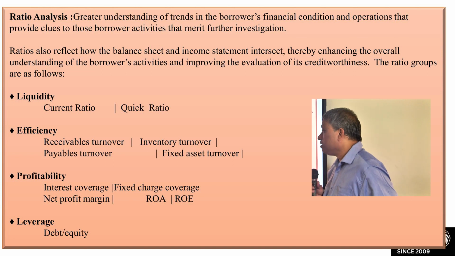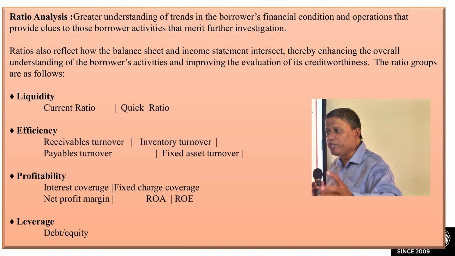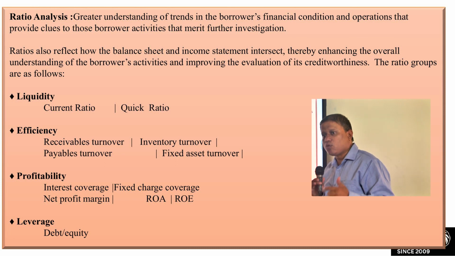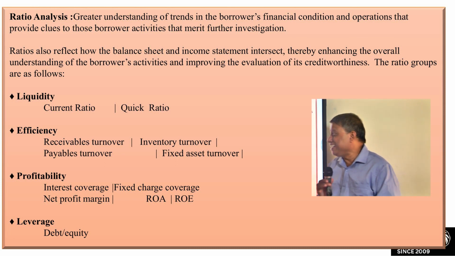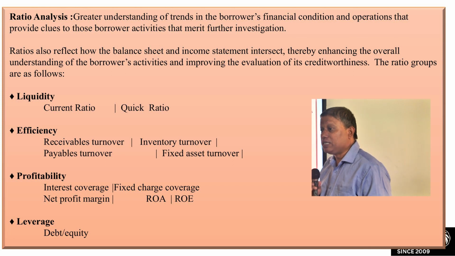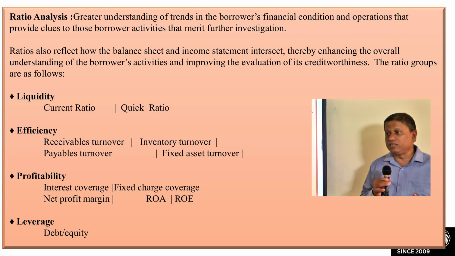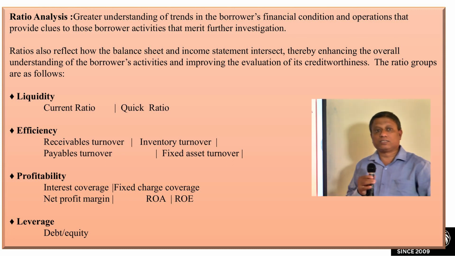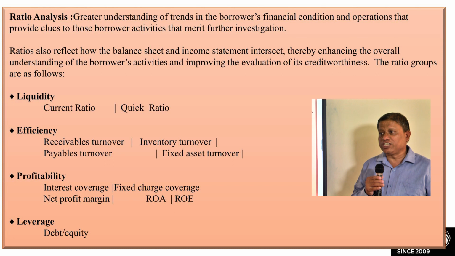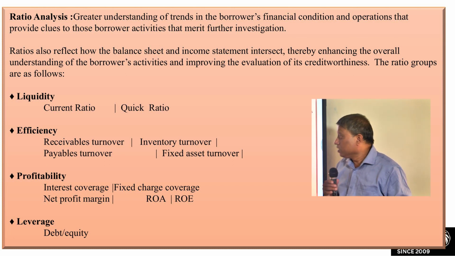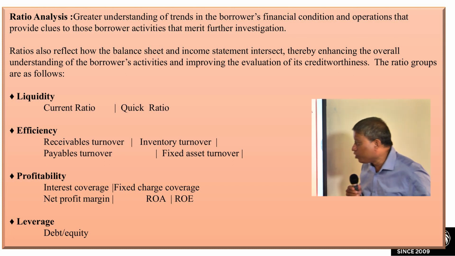Profitability. Don't look at only ROA and ROE. ROA is return on asset. ROE is return on equity. Please look at the interest coverage ratio. That is risk management. Whether the organization has sufficient cash flow to pay your interest, and sufficient cash to pay your principal. Interest coverage ratio is very important.